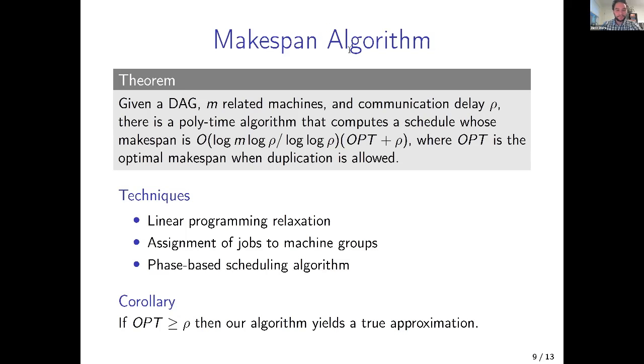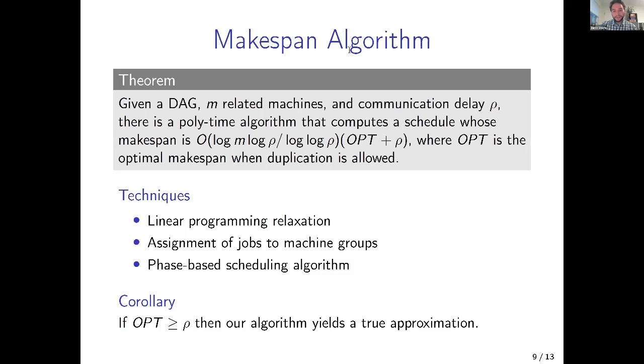when duplication is allowed. The technique we use is a linear programming relaxation that builds on the one that we saw for related machines above, though we include several new non-trivial constraints to capture communication delay and duplication. The main challenge in formulating the LP was capturing the trade-offs that duplication affords. On the one hand, duplication allows us to finish jobs earlier by avoiding the need for communication. But on the other hand, if we duplicate too much, then we increase the load on the whole system and makespan increases as a result.